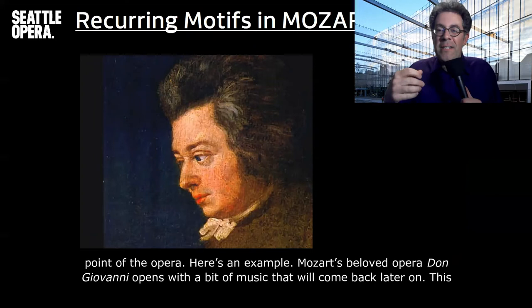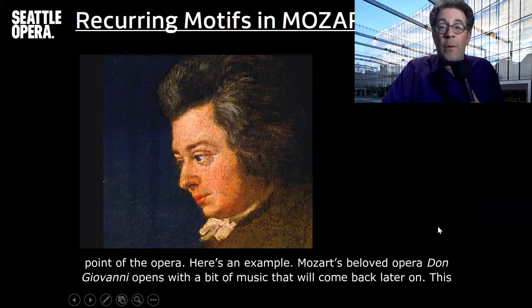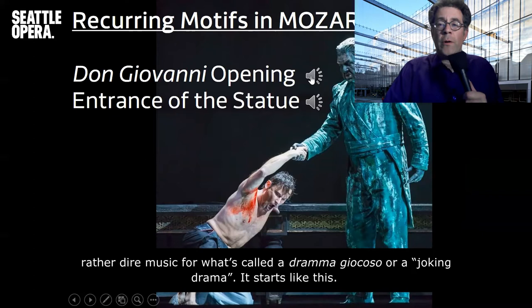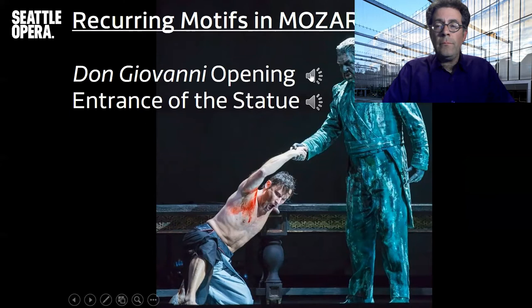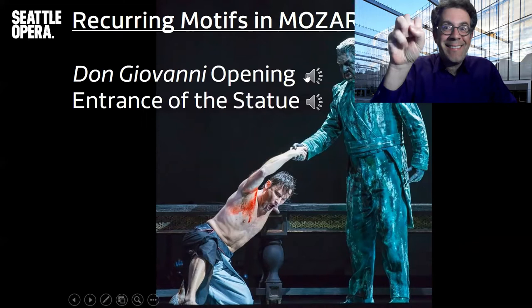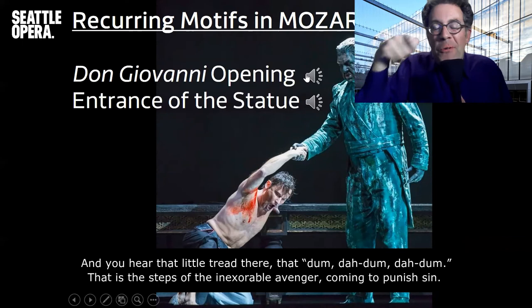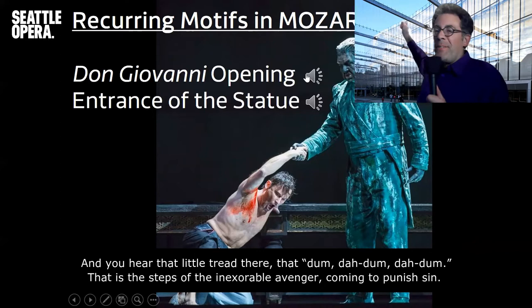Here's an example: Mozart's beloved opera, Don Giovanni, opens with a little bit of music that will come back later on. This rather dire music for what's called a drama giocoso or a joking drama starts like this. You hear that little tread there, that dun, dun, dun, dun, dun. That is the steps of the inexorable avenger coming to punish sin.